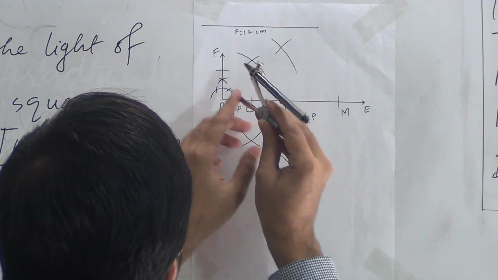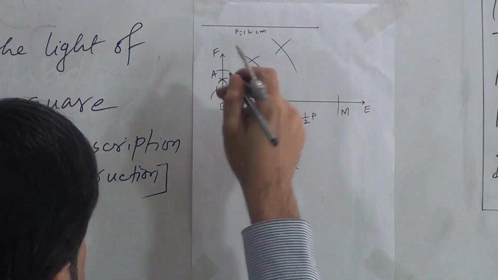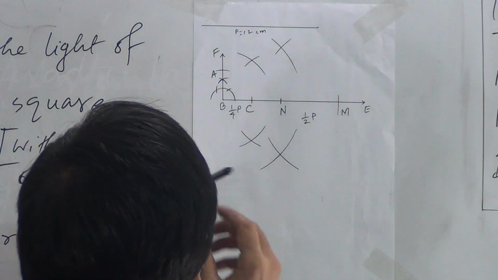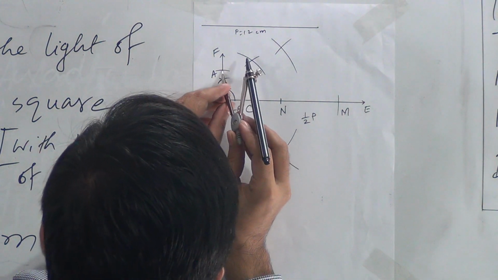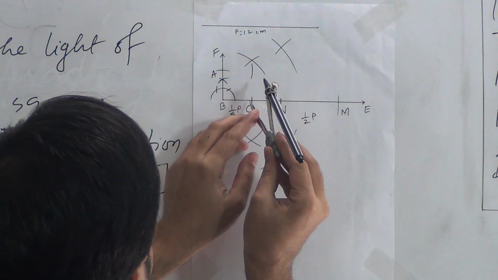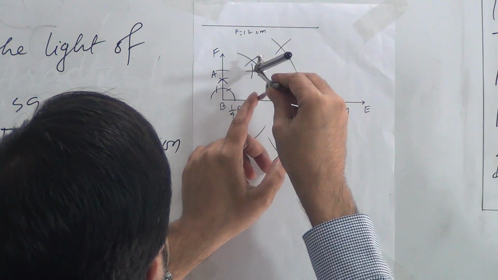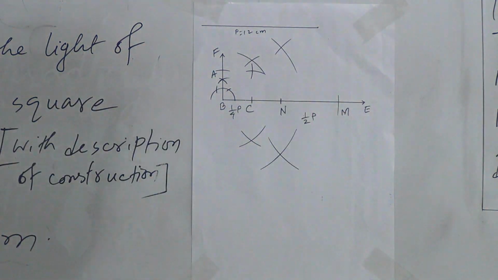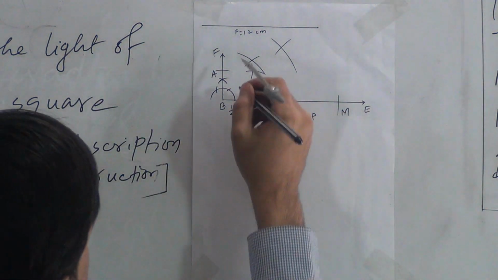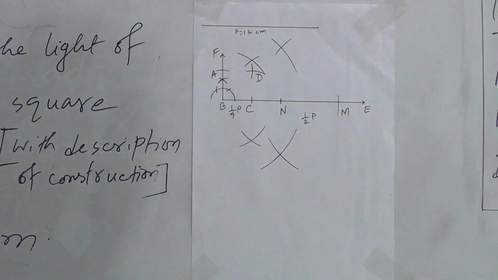And with this is A. BA equal to BC now. Now with A as center, draw an arc in the interior of angle ABC, and with C as center with the same radius, draw an arc in the interior of angle ABC. These two arcs will intersect each other at D.